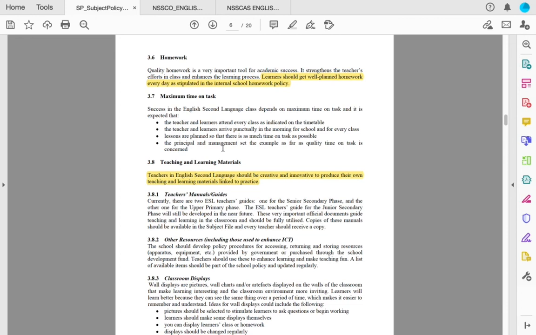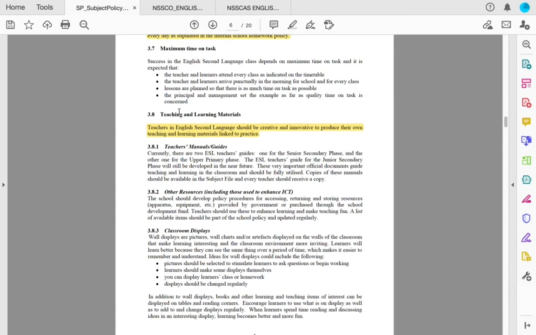And then what else did I mention? You can learn examples of how to provide quality time on task from management or the principal. But then again, I'll tell you that you have to be independent in the sense that you don't have to rely on other people all the time. You really have to decide for yourself that you are going to use the time that you are given for the learners to learn.